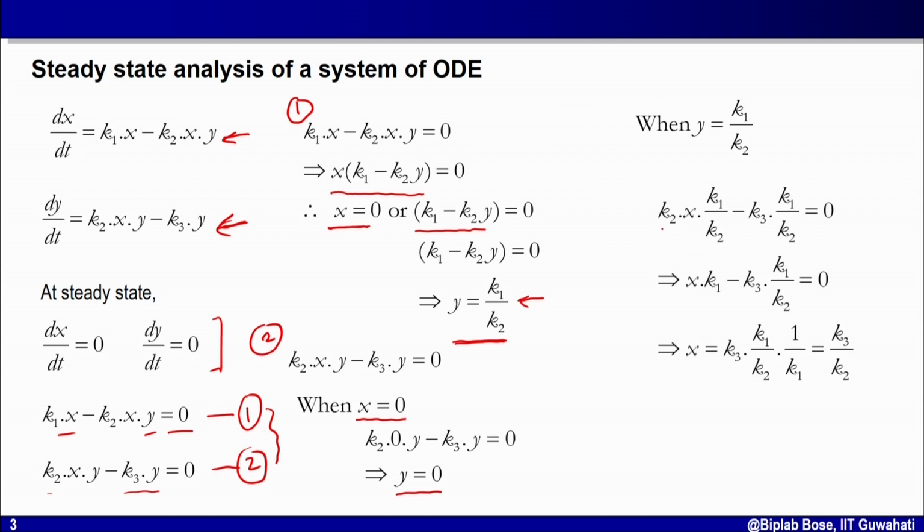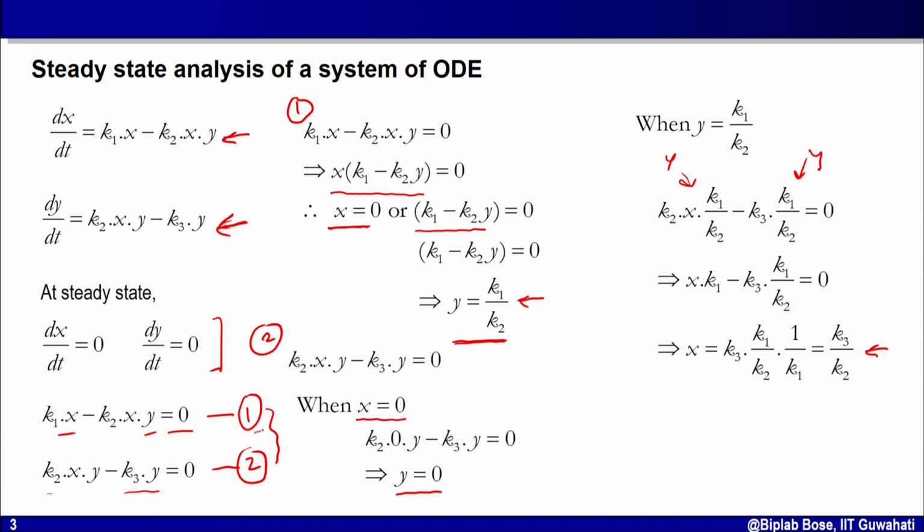So we get k2 into x into k1 by k2. This is nothing but y minus k3 into y, that is k1 by k2, is equal to 0. We have only x, so we separate out x, take x on the left hand side of the equation and the rest of the thing, the constant, the parameter, on the other side, and we get x equal to k3 by k2.